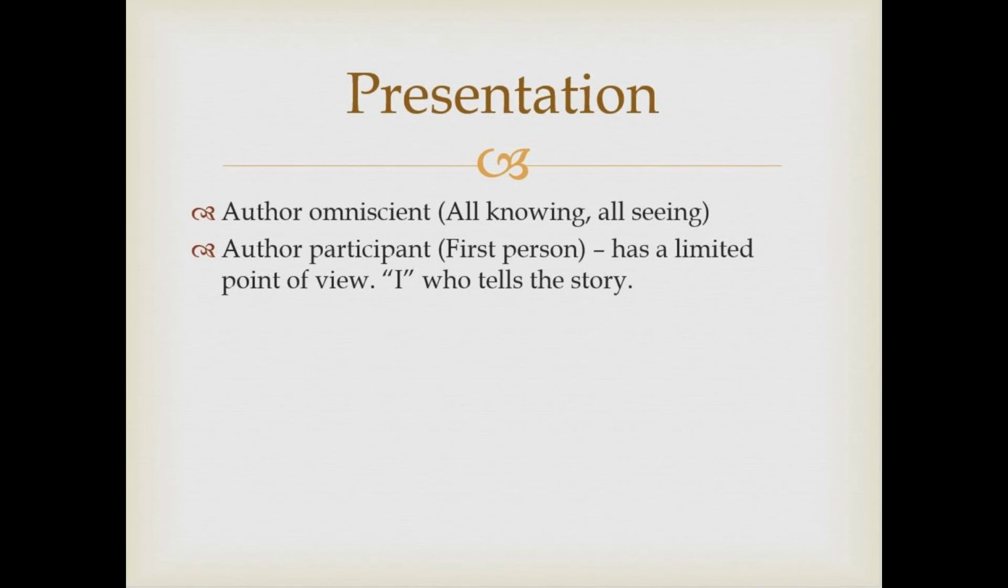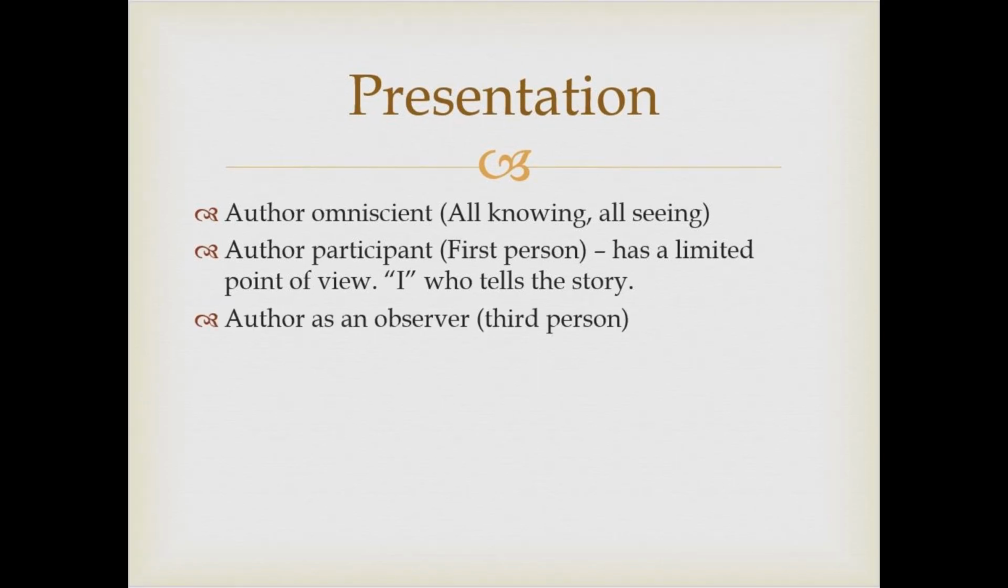Second, the author can be a participant in their own story. In other words, in the first person, meaning the main character tells their own story. This may cause the reader to have a limited view of the development of the story. Thirdly, the author can tell the story as an outside observer in the third person. For example, in the book Thief, or even in the movie The Book Thief, the author decided to write it through the viewpoint of Death.